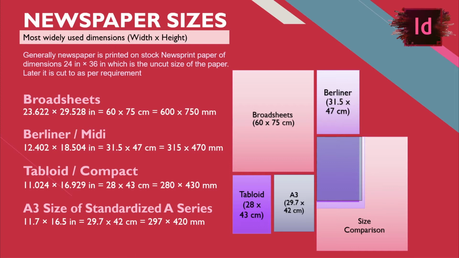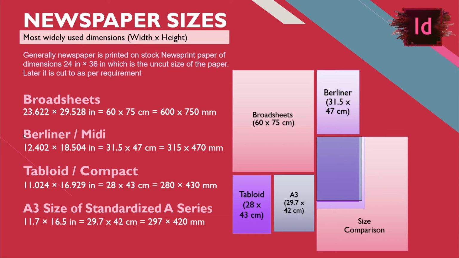Over the years, newspaper has been produced in various different sizes. The most common ones are the broadsheet, Berliner, also called midi, tabloid, also called compact, and the standardized A series size, which is A3. Let me pick out the very first one, which is broadsheet. Broadsheet comes in the size of 23.622 by 29.528 inches, which is 60 by 75 centimeter or 600 by 750 millimeter.